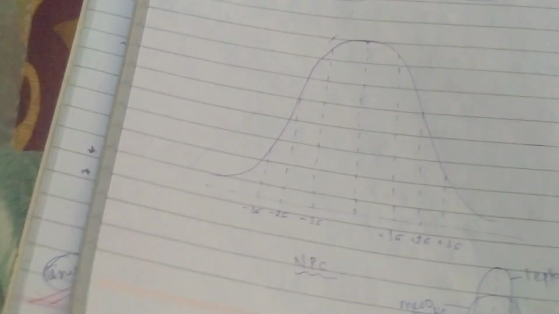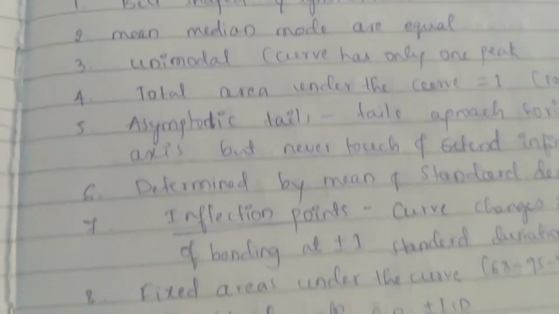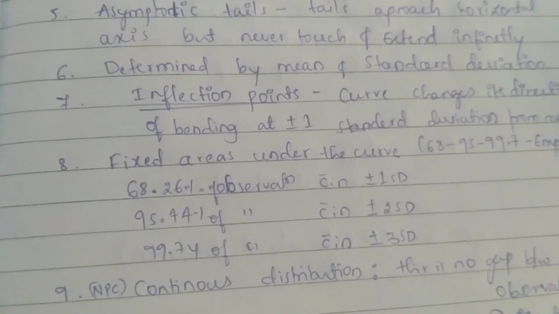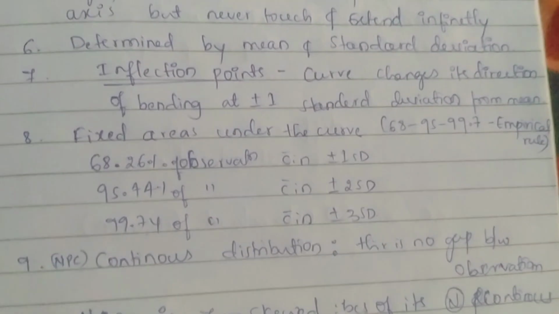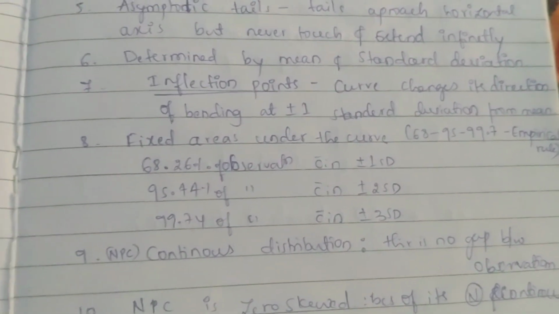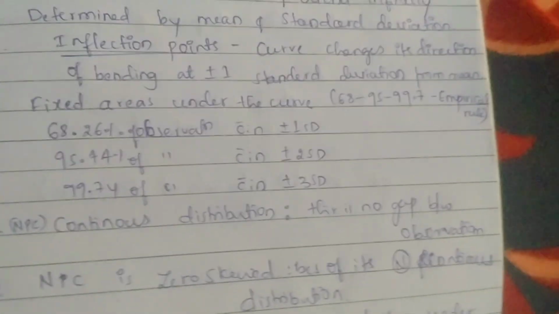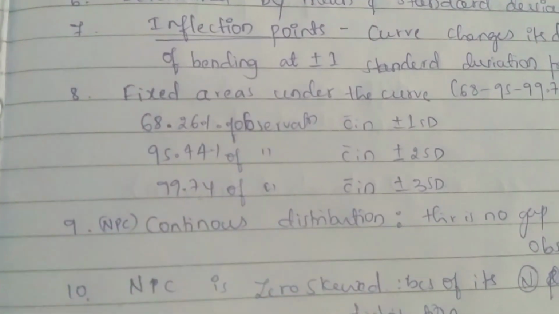These deviation points we call plus or minus 1; it may be 1, it may be 2, like that. The fixed areas under the curve are what we call the 68, 95, 99.7 empirical rule.